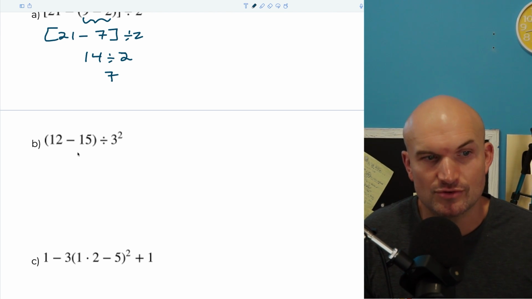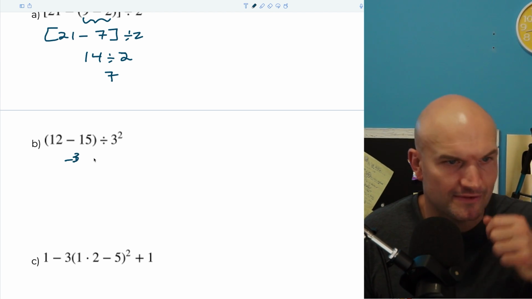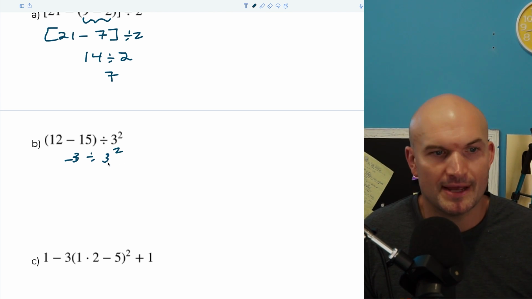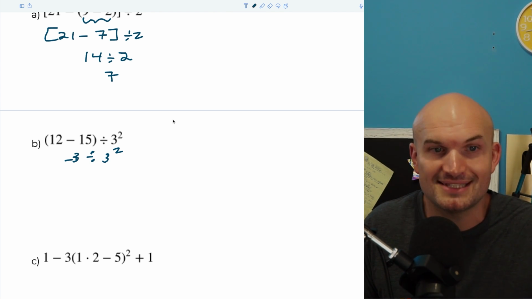So 12 minus 15 is going to be a negative 3. And now in addition to the negative 3, I'm dividing that by 3 squared. Okay, now again, be careful. We have to make sure that we're writing out exactly what's happening.